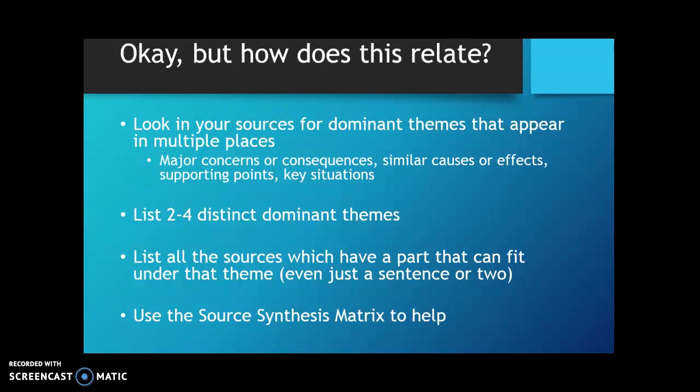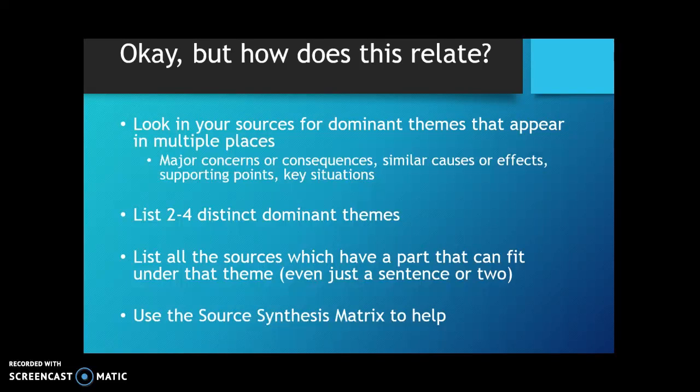Usually it's between 2 and 4 dominant themes, maybe a little bit more, depending on how many sources you have. We have a lot of sources, 10 sources or so, but even so, I did that with Spider-Man, and I came down to 3 there. List all the sources which have even just a part that can fit into that theme. Maybe it's just a sentence or two. Maybe they're providing information, and it's not the main point of the article or the source, but they still mention some perspective on that.